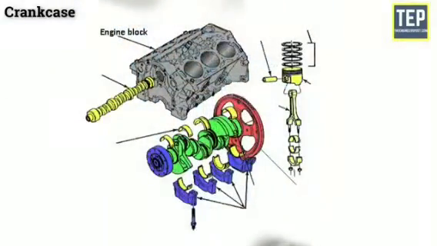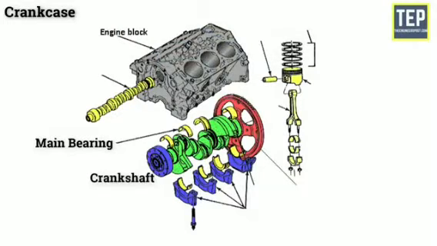The function of the crankcase is to provide support for the main journals and bearings of the crankshaft, rigidly maintaining the alignment of their axes of rotation under various engine loads.